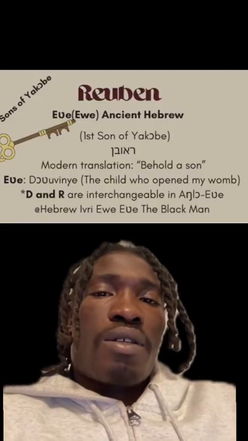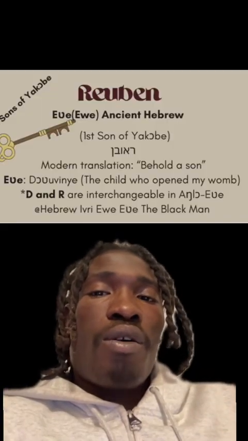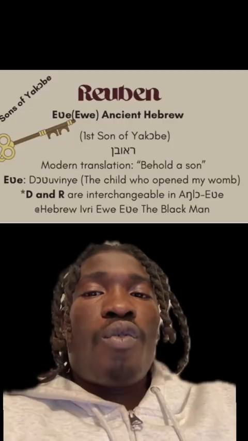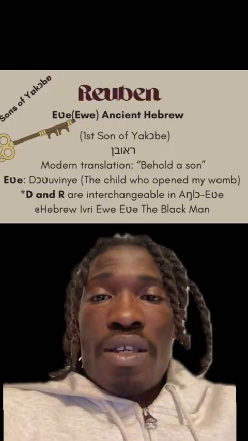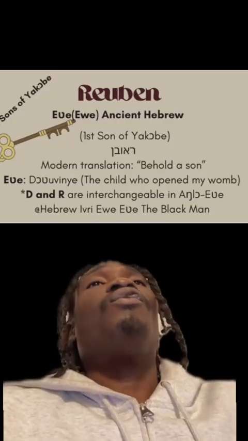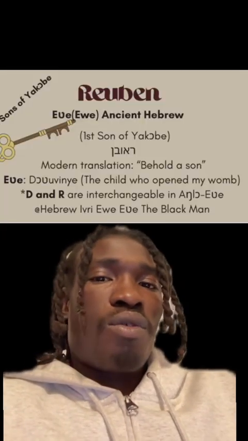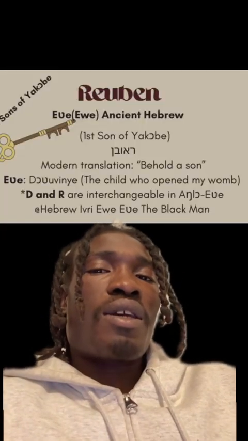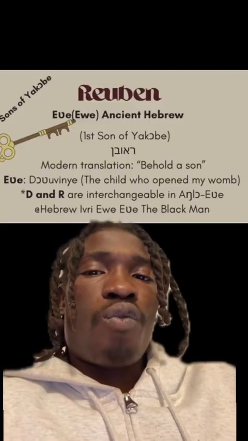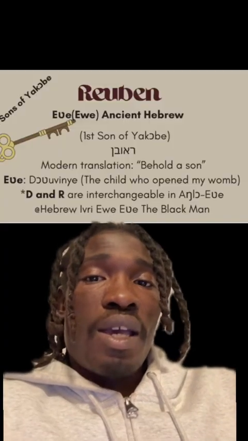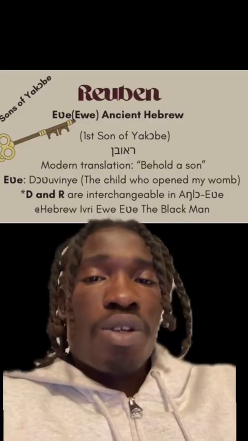So that right there gives the name of the first child, the name is Doʋuvinye. So the reference to that is Genesis 29, verse 31. You can get the full reference and read through that whole context, and you can get the understanding of the name Doʋuvinye, and that's what you get as Reuben today in the modern translation.